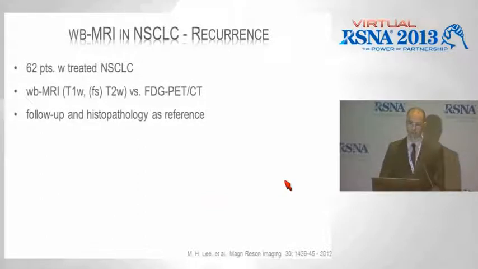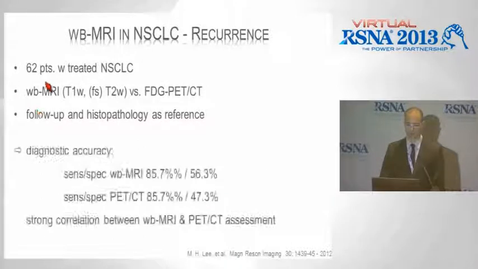Can you find recurrence in lung cancer? Whole body MRI versus PET CT. Again, follow-up and histopathology as a reference. And here we see that they are actually quite equal in detecting recurrence compared to PET CT. And both were really strongly correlated in that study.